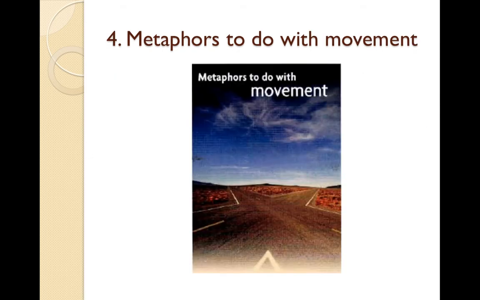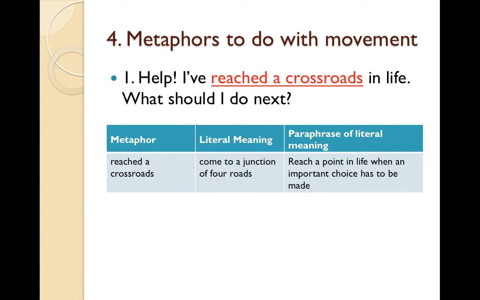And the last metaphor here is the metaphor to do with movement. So when we talk about movement, we might talk about our body movements, we might talk about whatever that has a movement. You can see the example. The first example here: I have reached a crossroad in life. What should I do next? So reach a crossroad here is also a metaphor, and the literal meaning here is come to the junction of four roads, or you can say intersection, right?